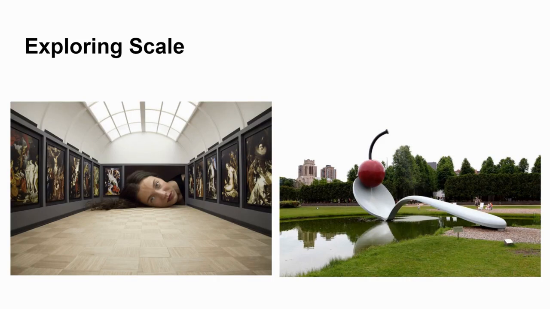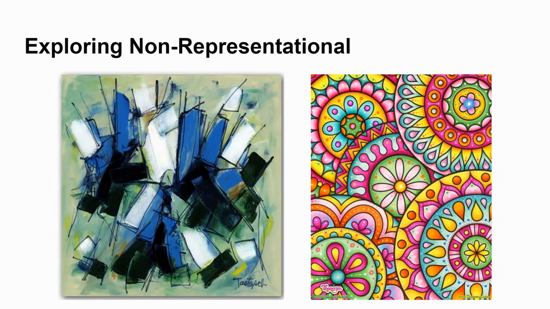Exploring scale. The picture on the left is actually a miniature museum, and she's sticking her head in it, so it looks like she has a giant head. So giant head, small art. The one on the other side is a Claes Oldenburg, a giant spoon with a cherry, and it's actually a bridge going over a pond. So you can see how scale can be used in art.